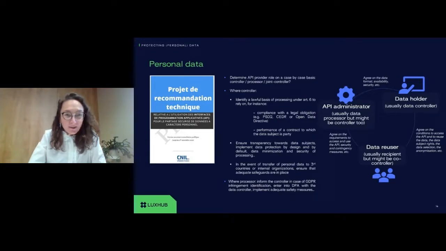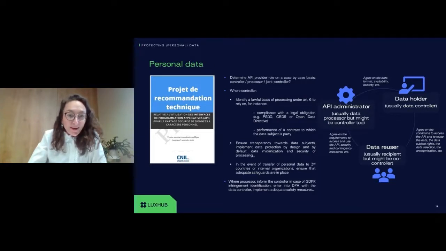What I find interesting, particularly in this technical recommendation, is the different qualification that the French Data Protection Authority is bringing and how they consider each actor. They've defined three main actors in the API economy, if I may say. We have, of course, the data holder. We have the data reuser, the one that is usually calling the API to retrieve the data. And we have the API administrator. That's how they qualify the different stakeholders in this scheme.